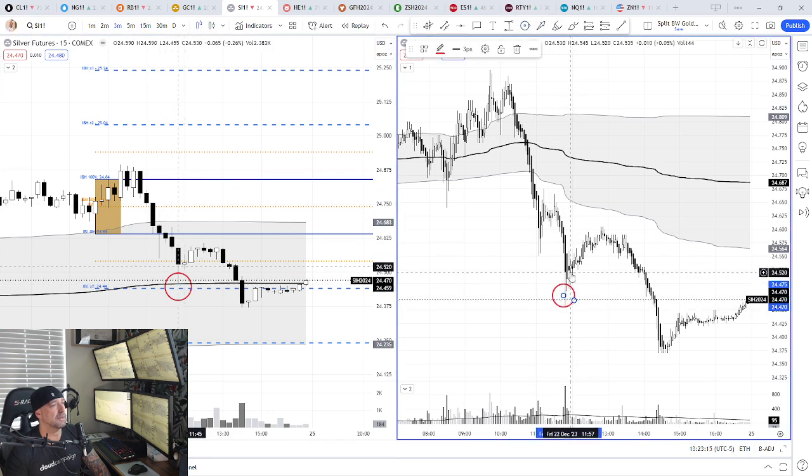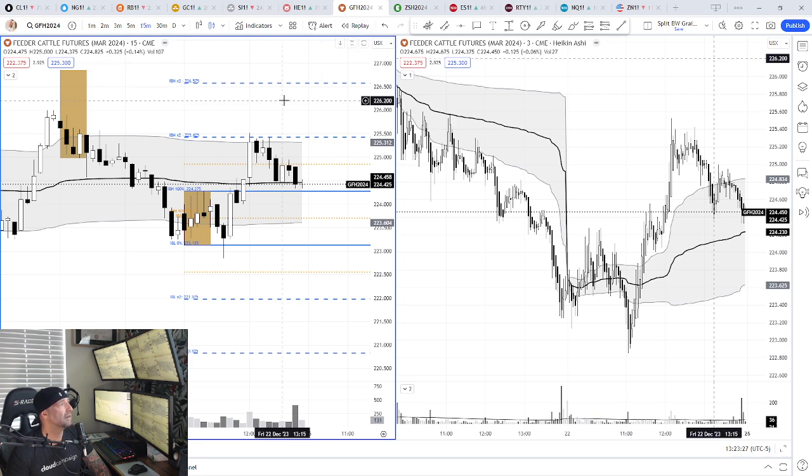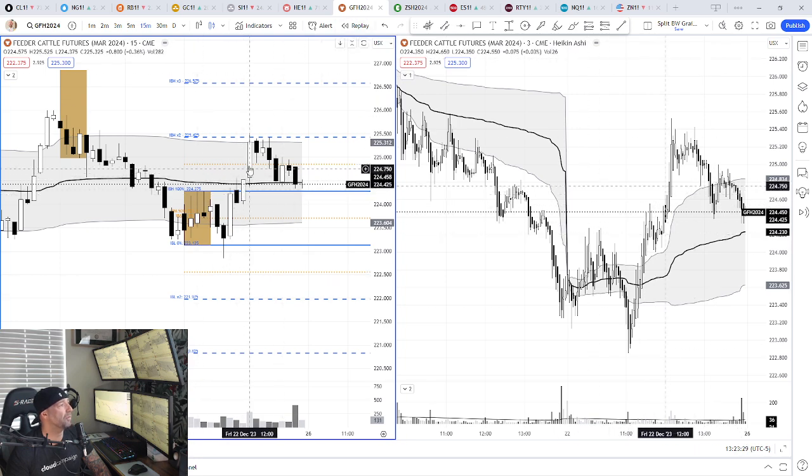You know, we got some chop in this area before we got a nice recovery and bounce to scalp. We stayed in balance, so there's no trades here if I'm looking for this strategy. We stayed in balance most of the session on lean hogs. Feeder cattle broke out, broke through weekly VWAP.